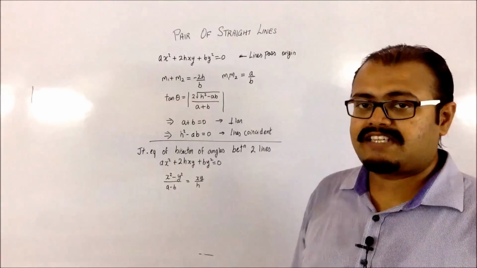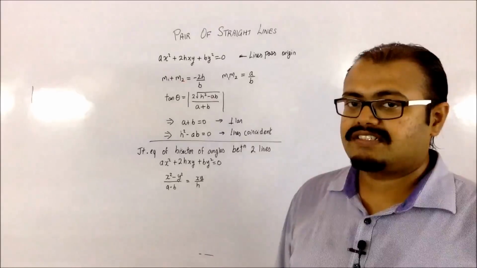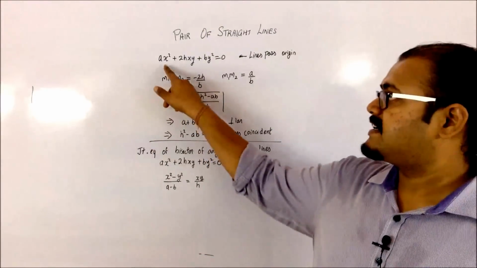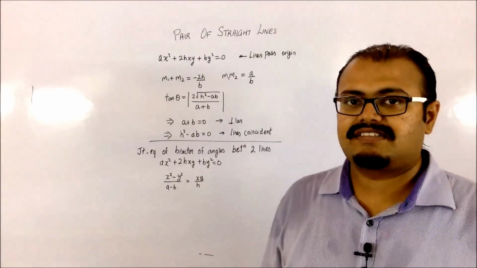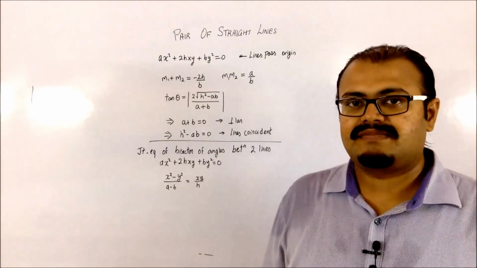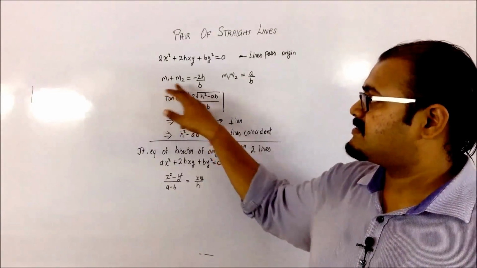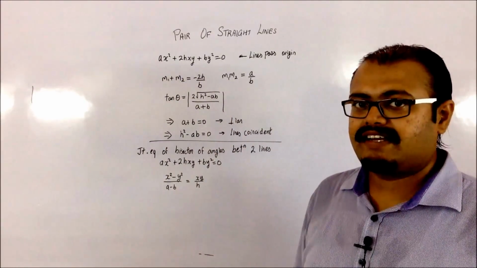Coming to the chapter which is pair of straight lines. So this becomes a general equation if the pair of lines are passing through origin, that is ax square plus 2hxy plus by square. So we won't be having the constant term, the x term and the y term in this. Next, from this I can calculate my m1 and m2.